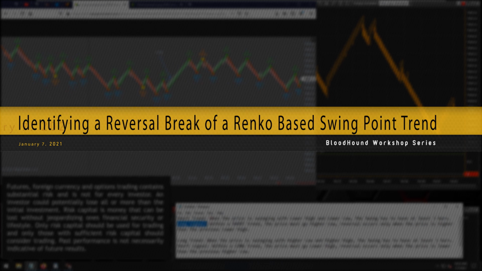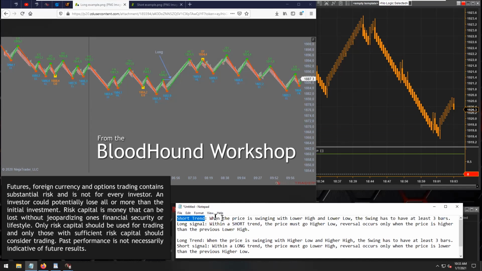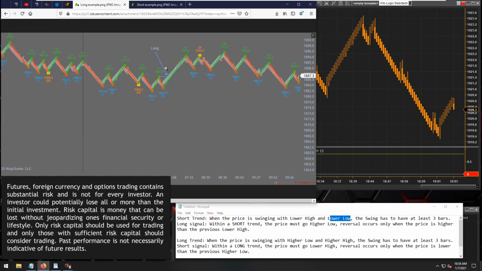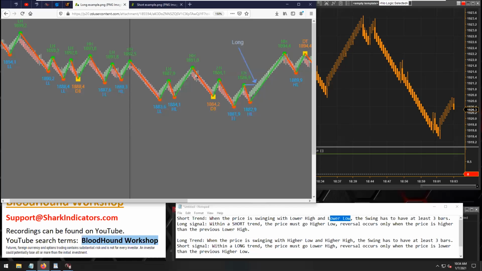So for a long signal, Alejandro is looking for a short trend, right? A short trend is defined by using swing points, so it's defined by a lower high and a lower low. If we go into the image here, as he points out, we have a long signal at this point. But if we look back, we can see that we have a lower low and then a lower high.